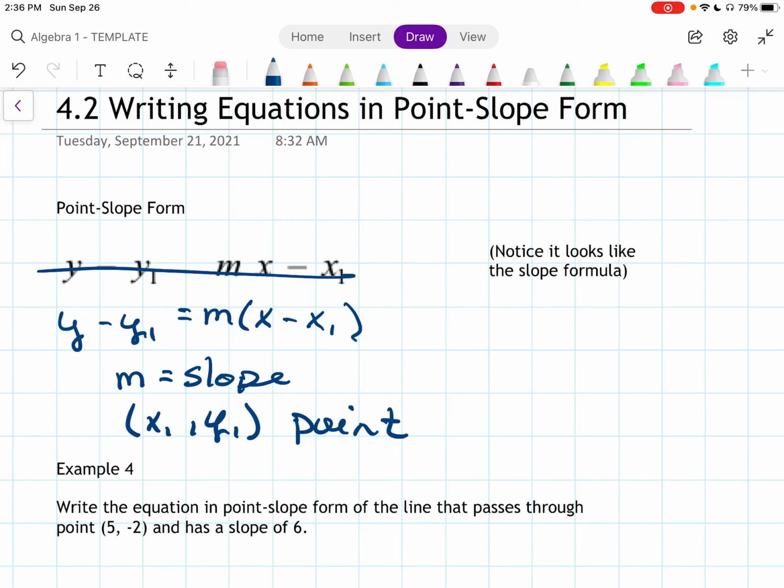All right, it's called point-slope form, and you can just look at this and you can find your point and you can find your slope. Notice that it looks a lot like the slope formula. If I were to divide by those x's, I'd have y minus y1 over x minus x1 equals m. Right? It is our slope formula. It's just written a little bit differently.